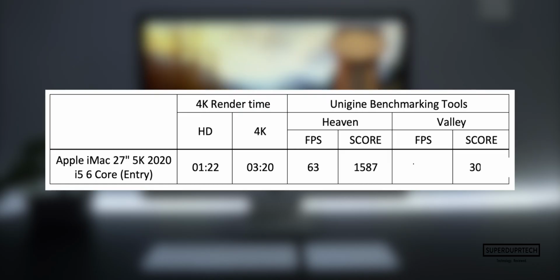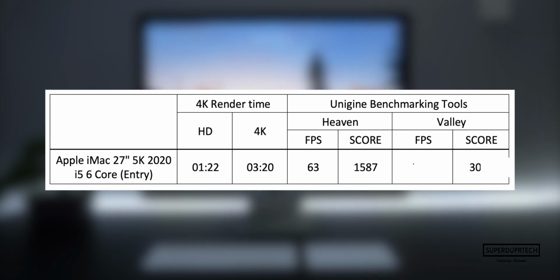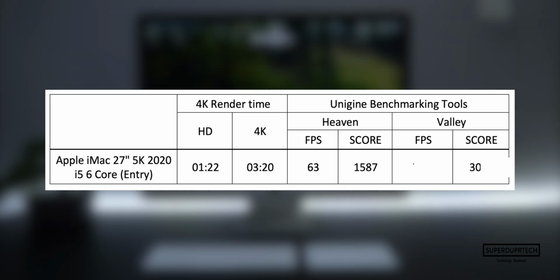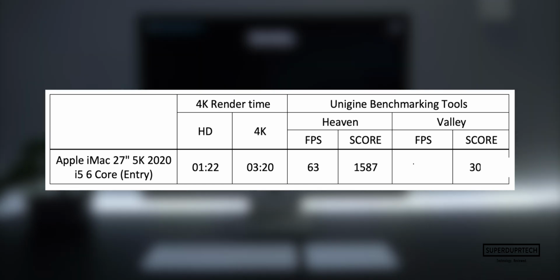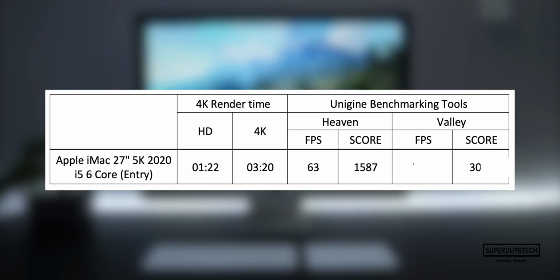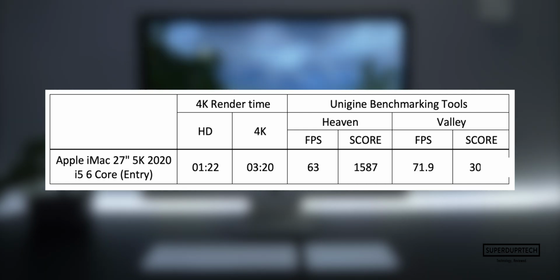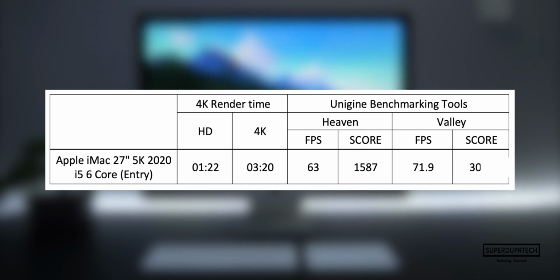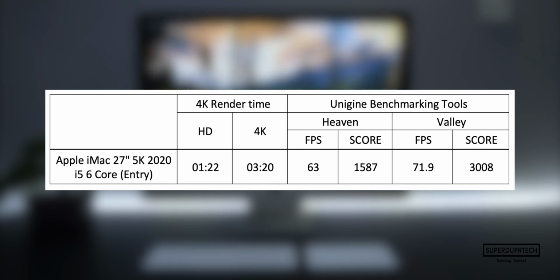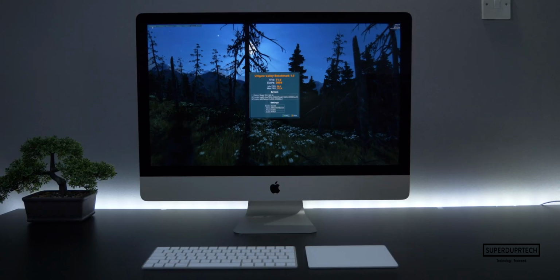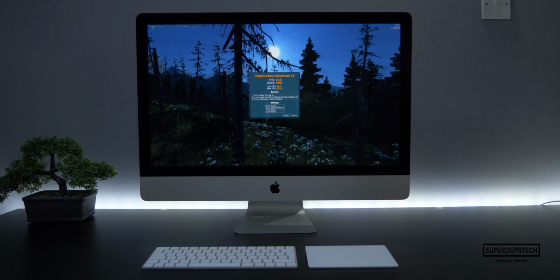Once again, from Unigine benchmarking tools, the last test that I performed was the Valley test, which performs a similar set of tests to what you've seen conducted in the previous test. So for Valley, I got an average FPS of 71.9 frames per second and a score of 3008.